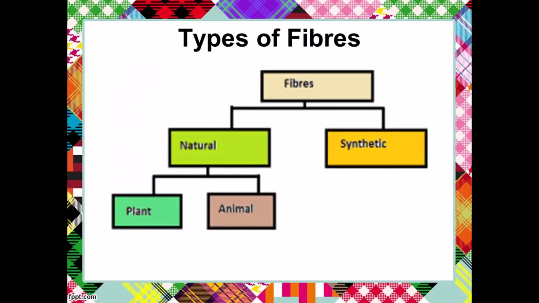Now, types of fibers. Fibers can be divided into two types: natural fibers and synthetic fibers. Natural fibers are the fibers that we get from plants and animals. For example, we get cotton and jute from plants, and we get wool and silk from animals. So these are natural fibers.